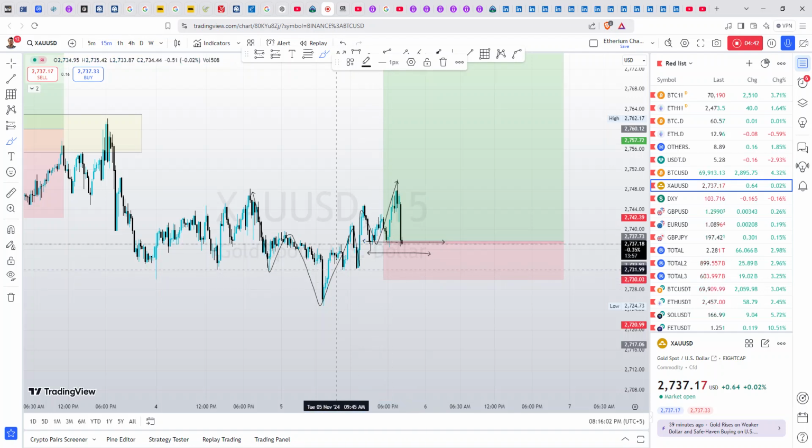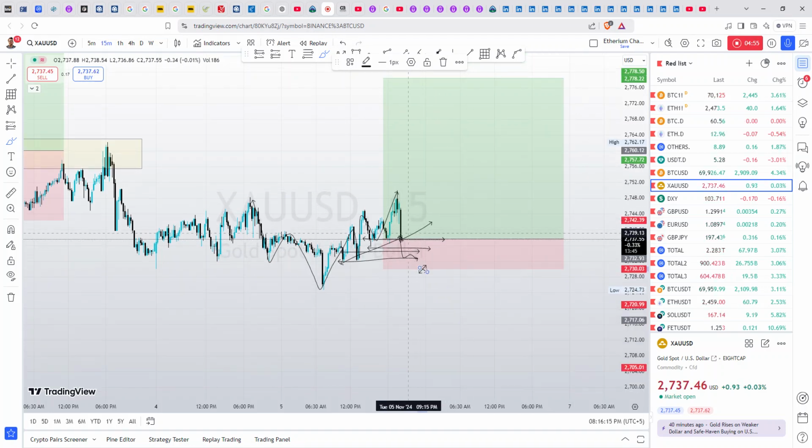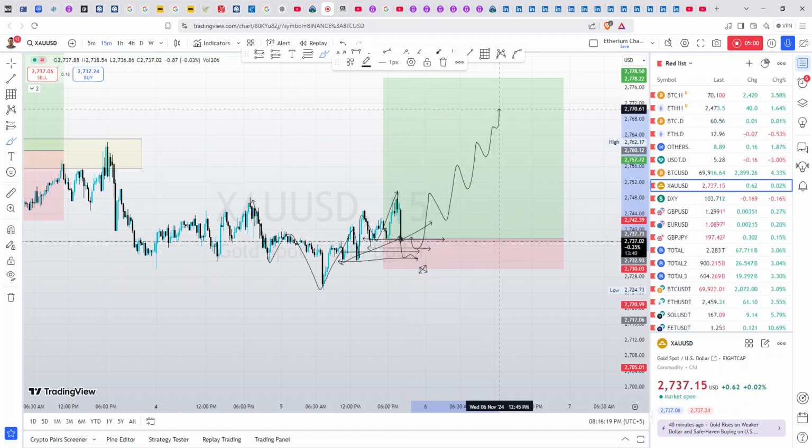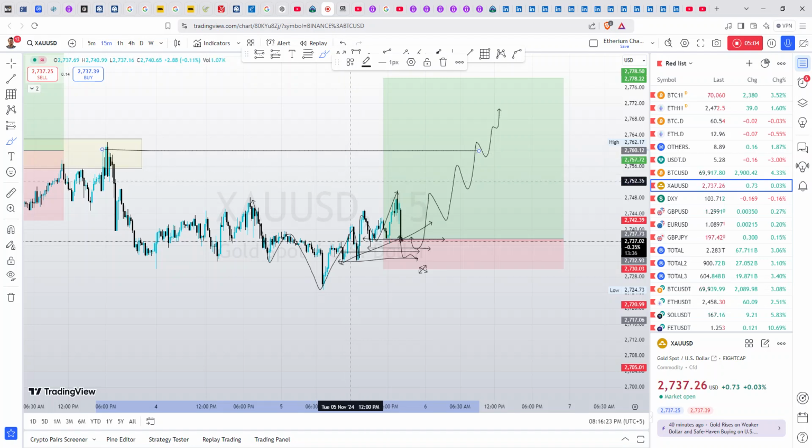So I have marked the SL below all these order blocks. If the market comes to take the liquidity, we would still be safe, and our stop loss won't be hit, and we will enter at that point and target the highs in here. At this point we can target the TPs. But we will just wait for the confirmations on gold.